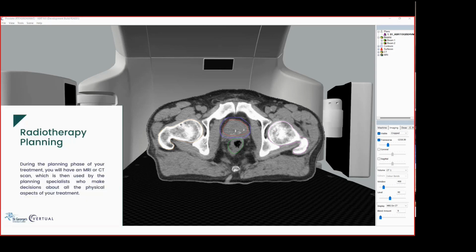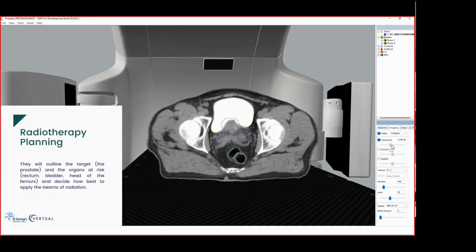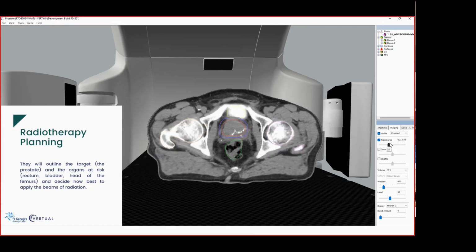Brilliant. And then, like I say, I've just got some more information on the organs at risk, what's being outlined, and why it is being outlined. You can go through and check the whole treatment. As we can see, it's all the way up the rectum. We've got the prostate and the femoral heads, which is fantastic.